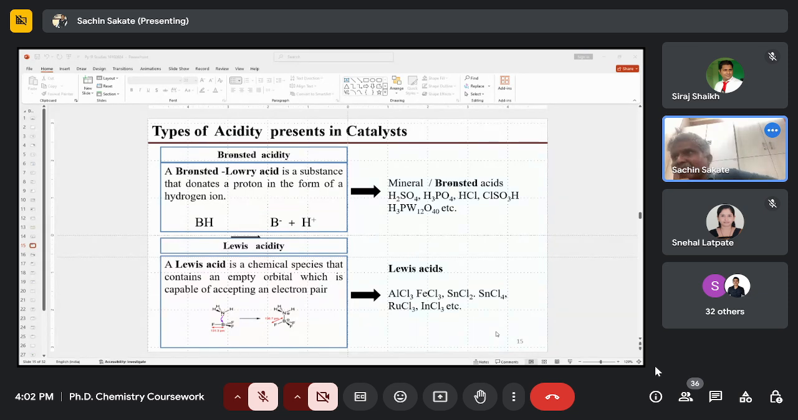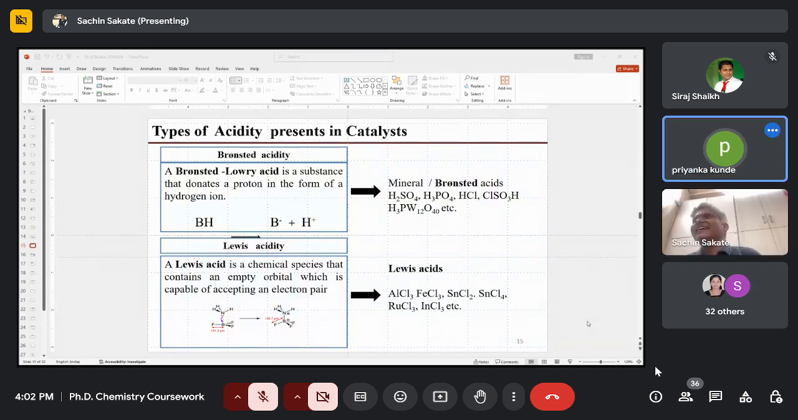Yes? Nobody wants to speak? Silicon dioxide is acidic in nature, sir. I am not hearing your voice, Pune. Please speak loudly. Sir, silica is acidic in nature. Exactly. It is simple. Silica is having a Lewis acidity, basically. It is a Lewis acidic support, because it is Si, and Si is a Lewis acid. That is a simple thing.